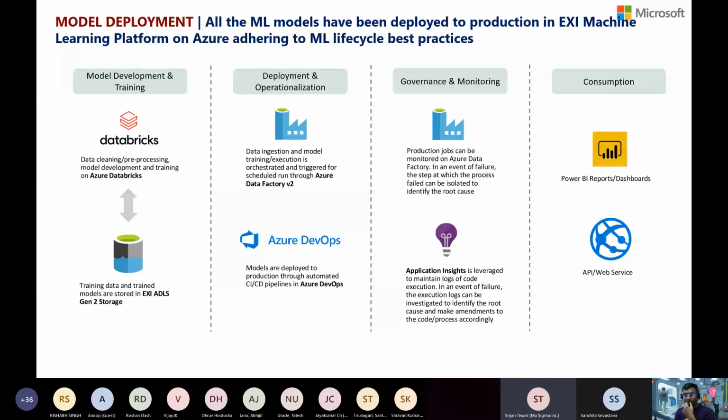Now, the third component is governance and monitoring, where, once the models are pushed into production, for monitoring purposes, again we use Azure Data Factory to monitor the production jobs, and in the event of failure, the root cause can be isolated through the monitoring in Azure Data Factory itself. Apart from that, we have leveraged Application Insights to maintain a log of the code. So whenever the code is executed in a production environment, Application Insights essentially maintains the log of the entire code execution. And again, in the event of failure, we can go back to Application Insights and isolate the root cause of the failure.